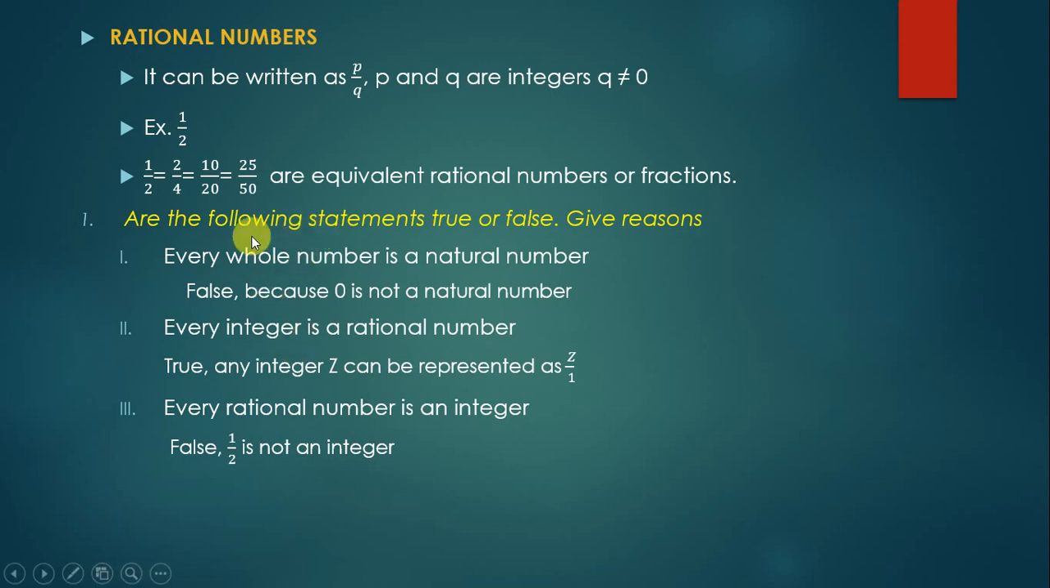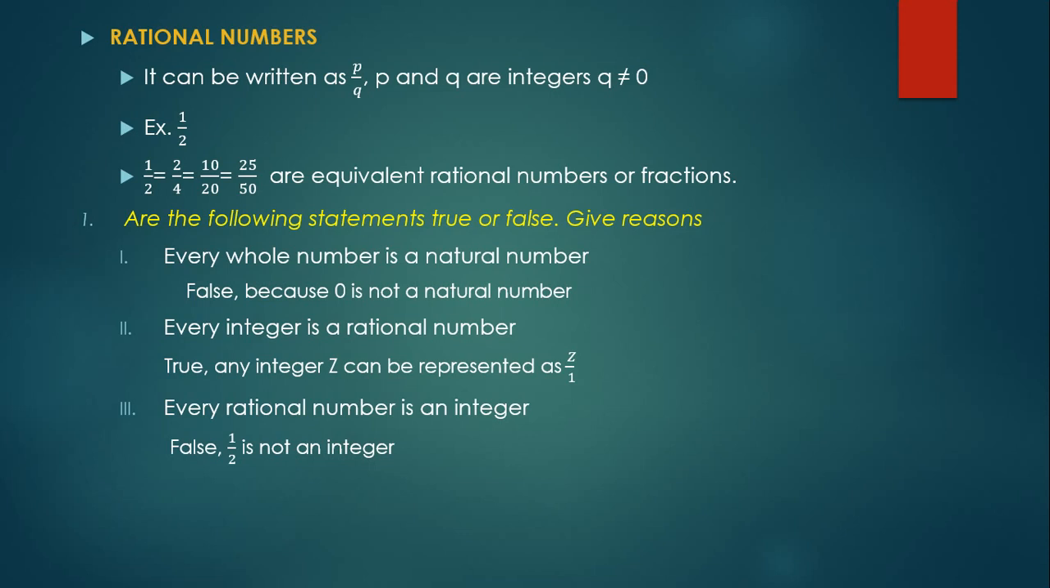Now there are some true or false questions. You have to answer whether the statement is true or false and also give the reasons. First one, every whole number is a natural number. See, what is a whole number? A whole number starts from 0 to infinity.